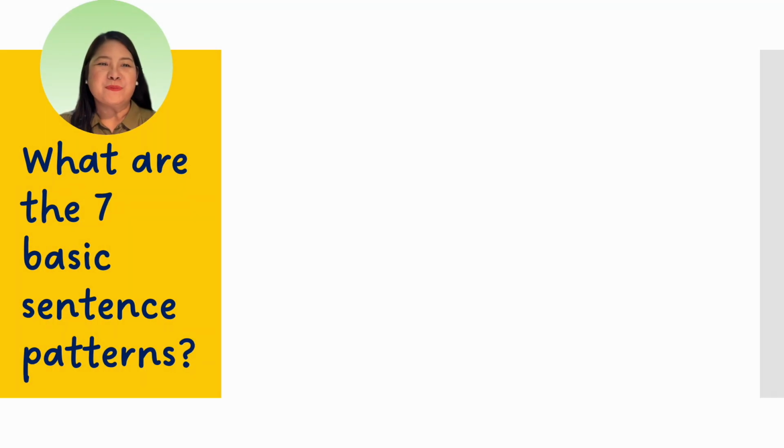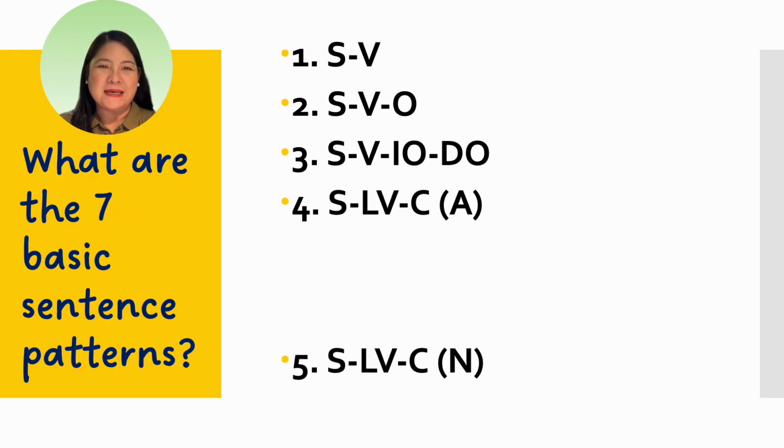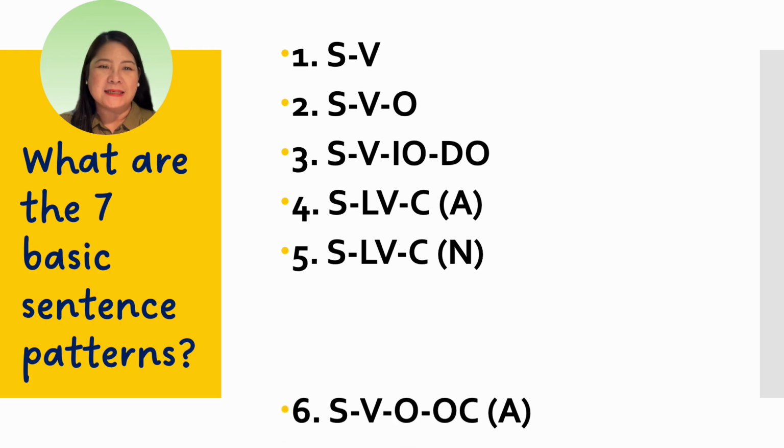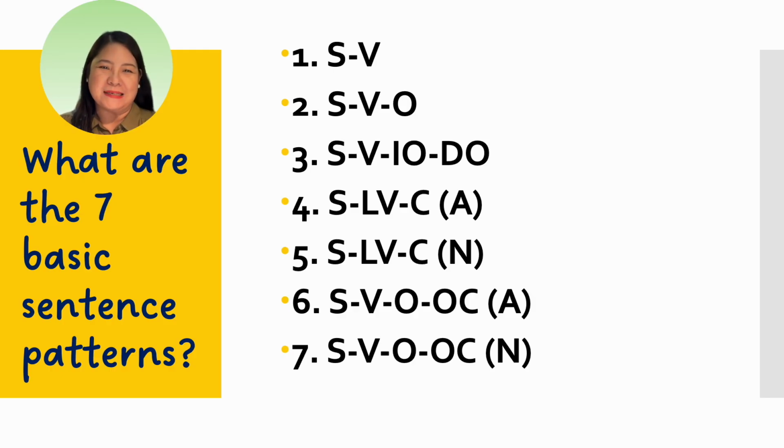So what are the 7 basic sentence patterns? Number 1, SV. Number 2, SVO. 3, SVIODO. 4, SLVCA. 5, SLVCN. 6, SVOOCA. And 7, SVOOCN. So they are quick or easy to memorize.